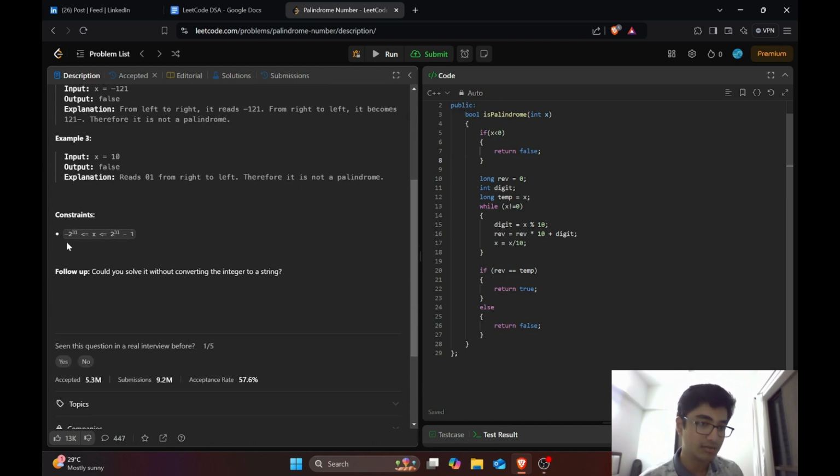Yeah, we have a constraint over here, minus 2 raised to 31. If you are a beginner, don't worry about the constraint, right? Look at this. There's a follow-up question: could you solve it without converting the integer to a string? And that is exactly what we have done over here.